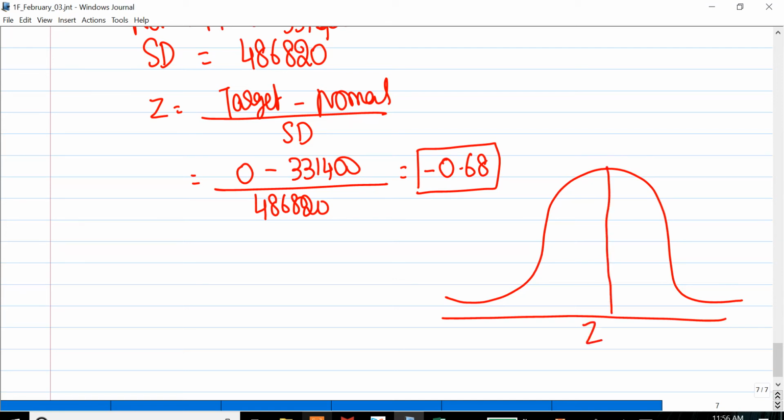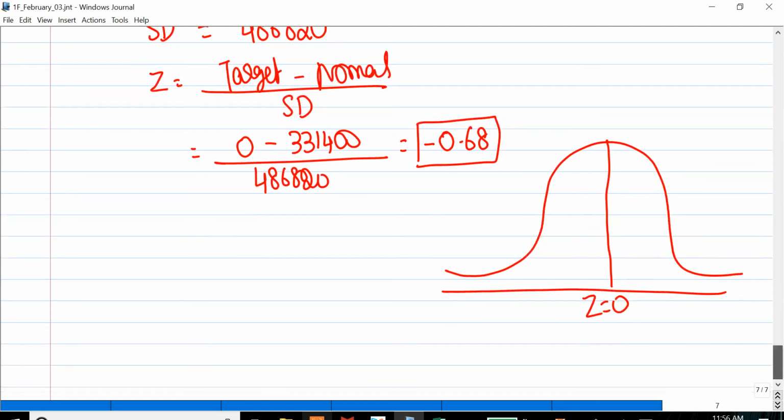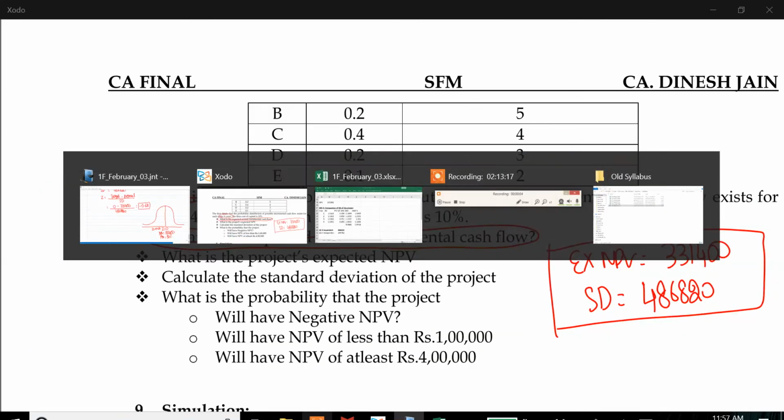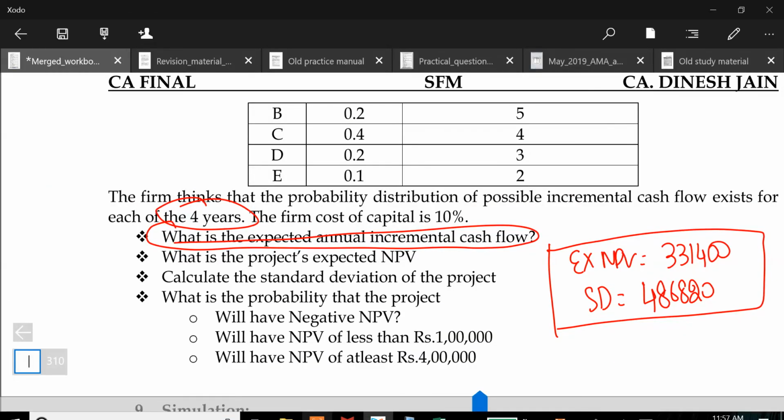Okay, at Z equal to 0, the NPV is 331,400 and the probability is 50%. If NPV goes to the lesser side, probability will come down. If NPV goes to the higher side, probability will go up. Now, I have computed Z equal to minus 0.68. Now, we will go to that page.